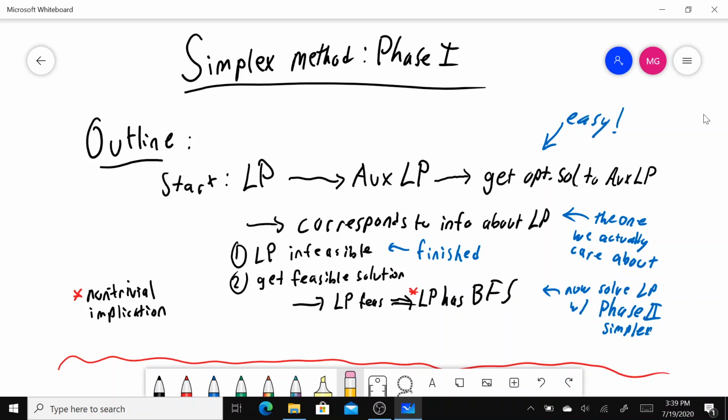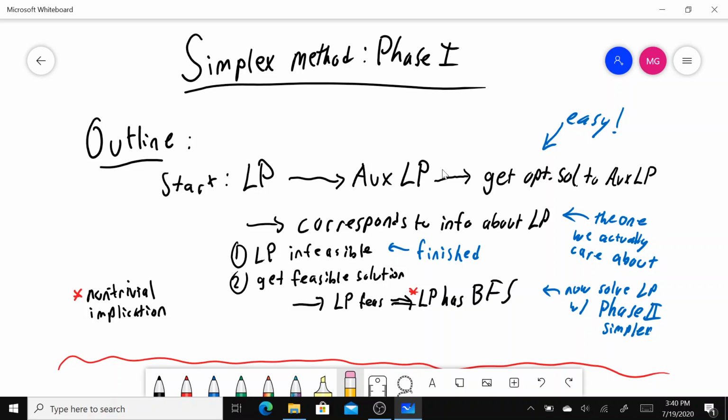And so that's what phase one of the simplex method is for. It starts from scratch with just the linear program, and then you're supposed to get a basic feasible solution from that. So here is roughly how phase one works. You start with your original linear program, and then you construct an auxiliary linear program, so it's related to the original. By construction, it's very easy to get a basic feasible solution of this linear program, and then you can run the simplex algorithm on it to get an optimal solution.